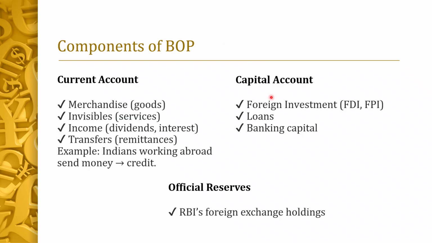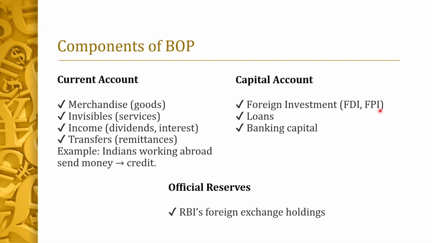The next component of BOP is the capital account. This records all the capital transactions, such as foreign investments, we say FDI and FPI. FDI is long-term investment, like into factories, plants or offices. Like Apple suppliers, they are setting up the manufacturing unit in India. So there is a FDI inflow.